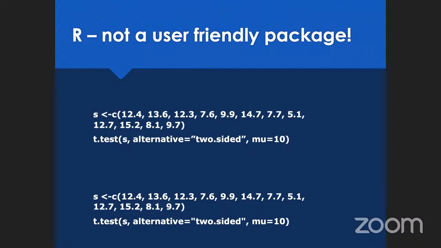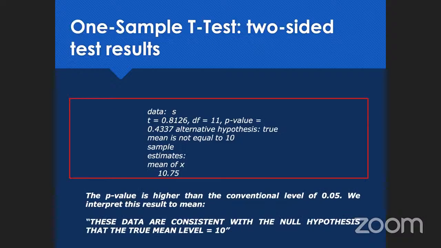R is not a user-friendly package, but it can provide useful information in the analysis process. So according to the result that we have obtained from entering the data into R, the p-value is higher than the conventional level of 0.05. Therefore, we interpret that this result means that these data are consistent with the null hypothesis that the true mean level is 10 and not 0.